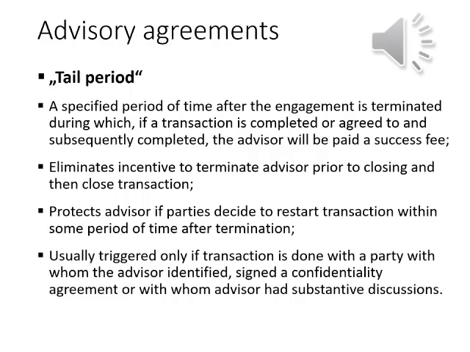One important clause of any advisory agreement is the tail period. The tail period is a specified period of time after the engagement is terminated, during which, if the transaction is completed or agreed to and subsequently completed, the advisor will be paid a success fee, despite the advisory agreement having expired. This eliminates the seller's incentive to terminate an advisor prior to closing and then close the transaction in order to avoid paying a success fee.